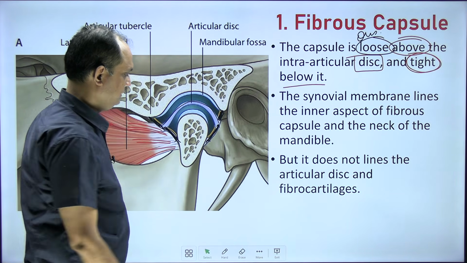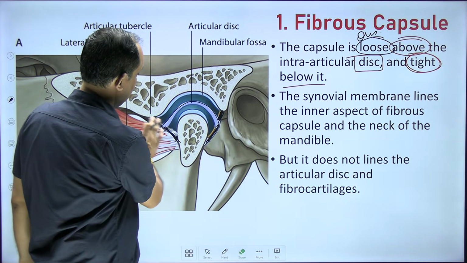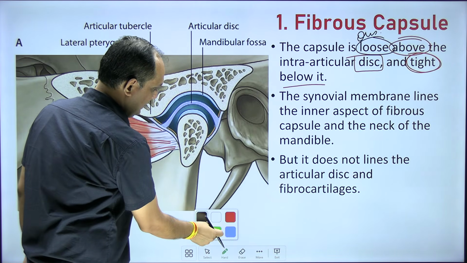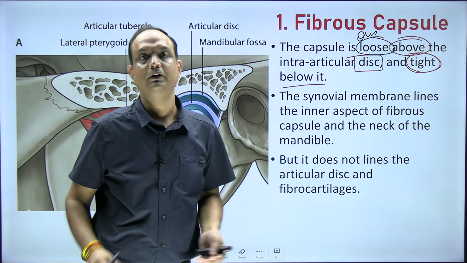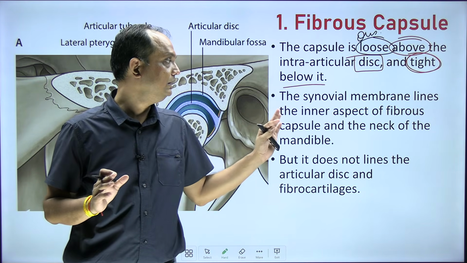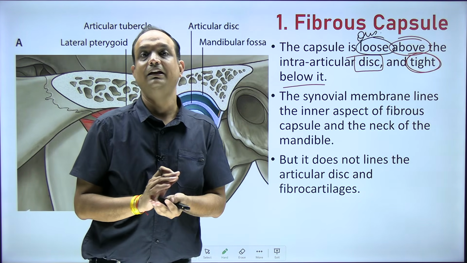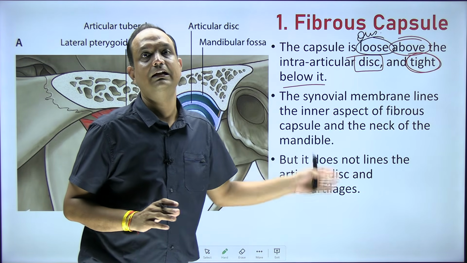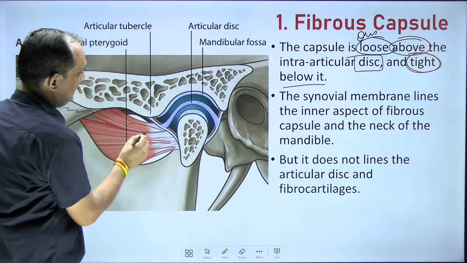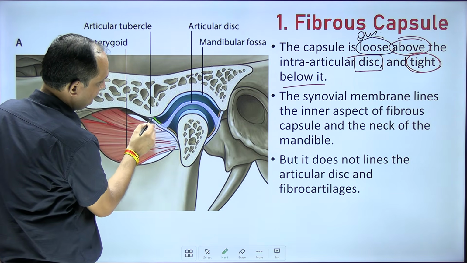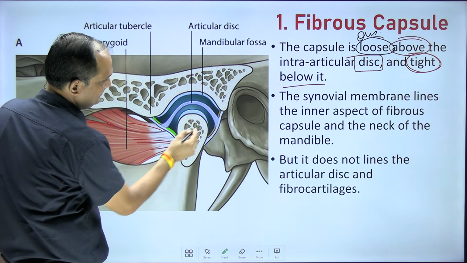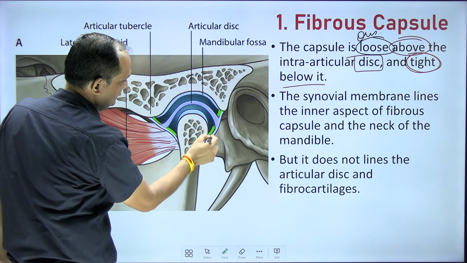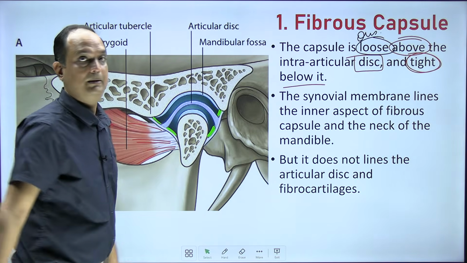Now, the second question comes regarding the lining of your synovial membrane. Now, why is it important? Because it is not a usual covering or inner lining like any other synovial joint. When you see the TM joint, you will realize that this synovial membrane lines only the inner side of your capsule. Here you can see that this is the inner side of the capsule, where you will find the lining of the synovial membrane.